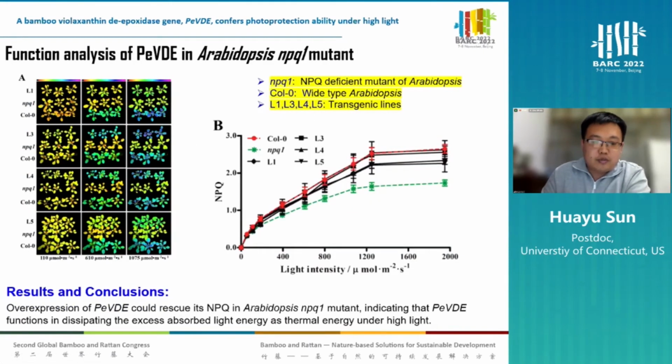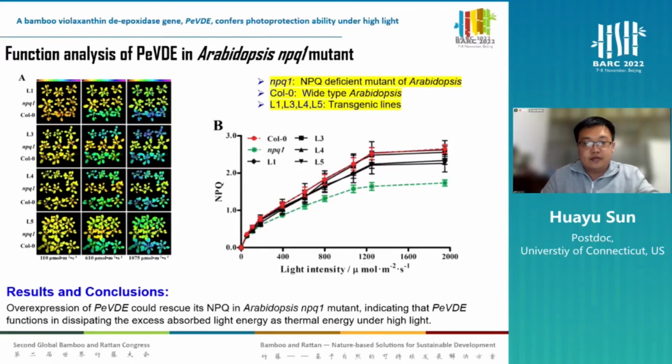We also overexpressed the PVDE gene in the Arabidopsis npq1 mutant. The npq1 mutant is a line that doesn't have the ability to dissipate light energy as thermal energy. After overexpressing the VDE in this mutant, we found that the NPQ value increased, and the VDE could rescue the NPQ ability of the npq1 mutant. This phenomenon means that bamboo VDE functions in dissipating the excess absorbed light energy as thermal energy under high light.